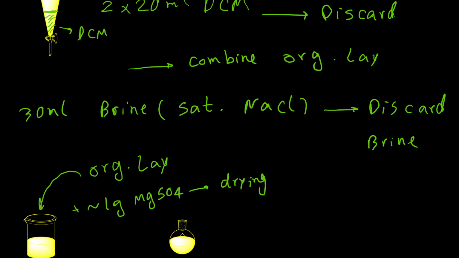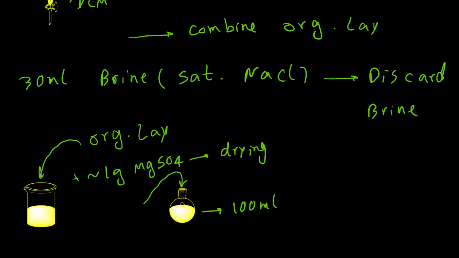So after drying the organic layer, we're going to decant the organic layer into a round bottom flask. The size for this one should be 100 milliliter and we should weigh it. So this flask should be pre-weighed, then we can measure the mass of product at the end. After transferring the organic layer into this round bottom flask, we are going to use a rotary evaporator to evaporate the DCM and obtain our final product.